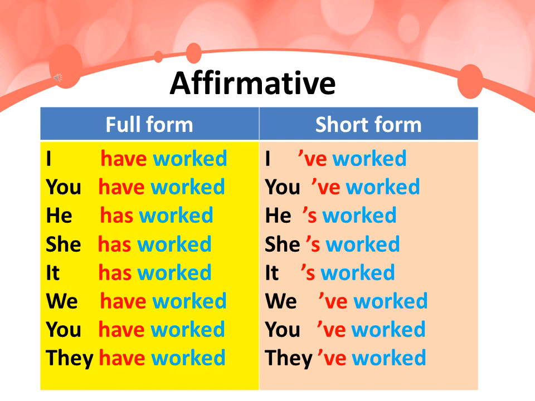Now let's see the affirmative case of the verb to work in the present perfect tense. Let's see the full form and short form. For the full form we say I have worked, you have worked, he has worked, she has worked, it has worked, we have worked, you have worked, they have worked. Short form I've worked, you've worked, he's worked, she's worked, it's worked, we've worked, you've worked, they've worked.